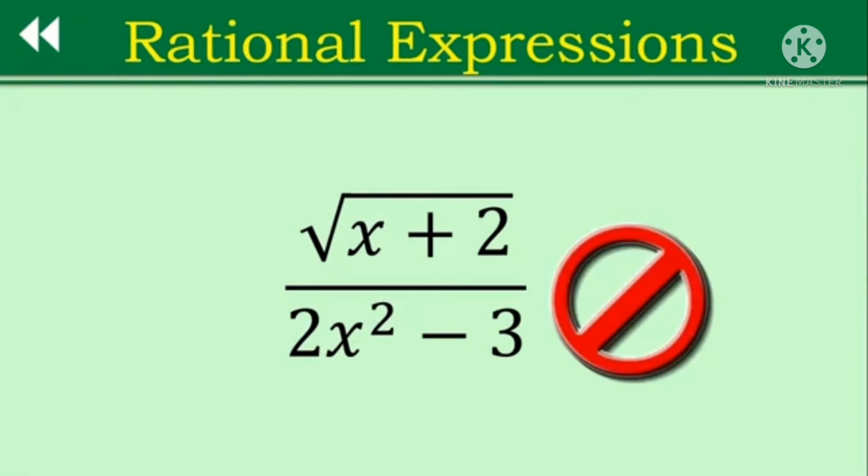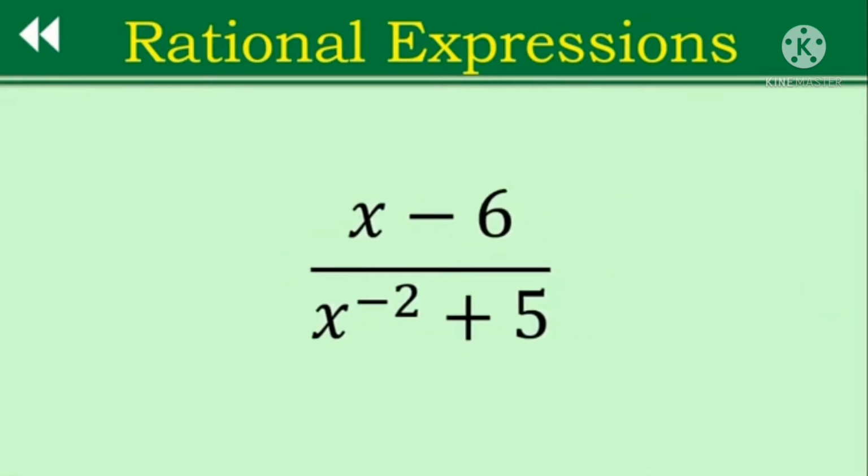Why? Based on our lesson number 1, this is not a polynomial function. The numerator is not a polynomial because of the presence of the radical sign. But the denominator is an example of a polynomial. It's a binomial to be exact. But again, the numerator has a radical sign. That makes this example not a rational expression.